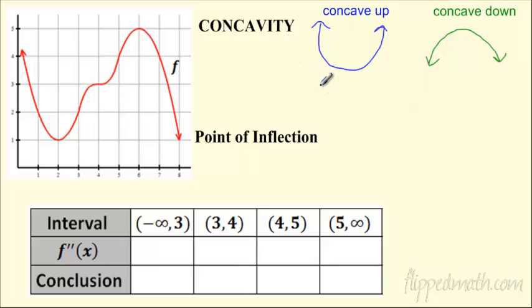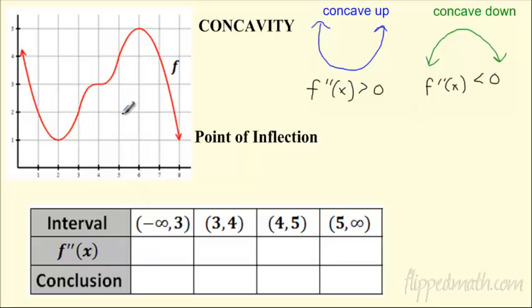What causes concave up? Well, concave up is from the second derivative. It's when the second derivative of the function is positive, so when it's greater than 0. And you could probably guess, when the second derivative is negative, it causes this concave down shape.